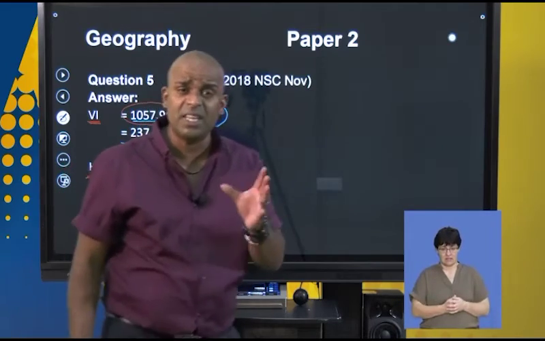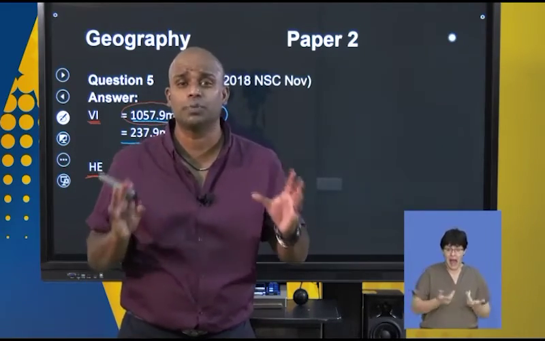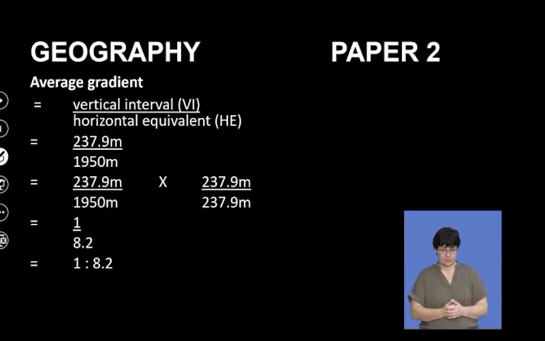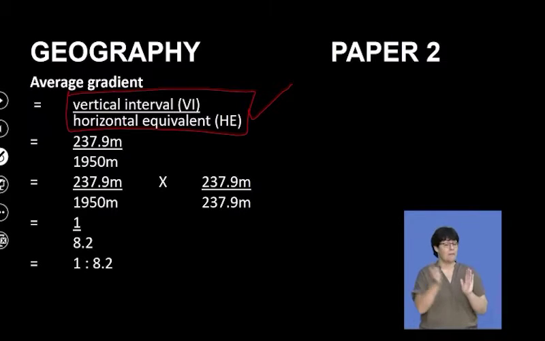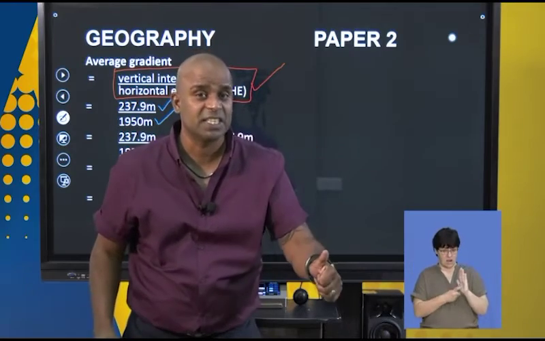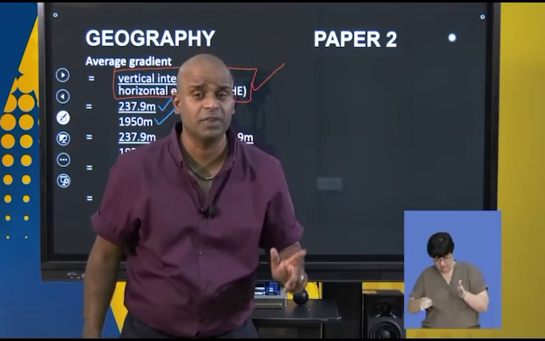Let's pay careful attention to how your answer should be laid out. Note the formula, but the tick is not given to you because that is already given in your question paper. When I substitute my values, 237.9 divided by 1950 meters. Now note, I've substituted in your formula. I've got a mark for the vertical interval, I've got a mark for the horizontal equivalent.